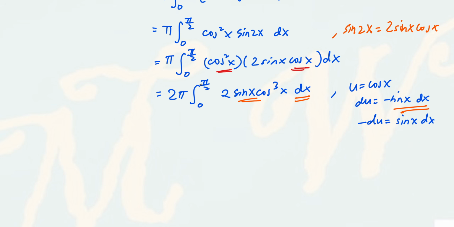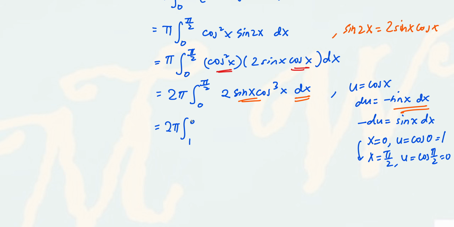And don't forget this 0 and half pi are the x values. So when x is 0, my u is cos 0, that is 1. When my x equals half pi, my u is cos half pi, that is 0. Okay, then now I will change all into u. So the limits 0 to half pi become 1 to 0. And sorry, no more 2 inside because this 2 I have taken out.